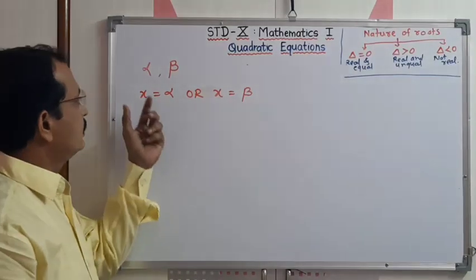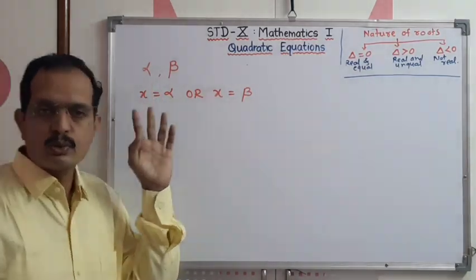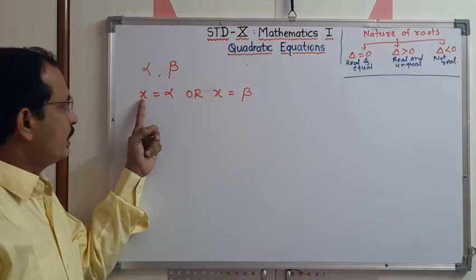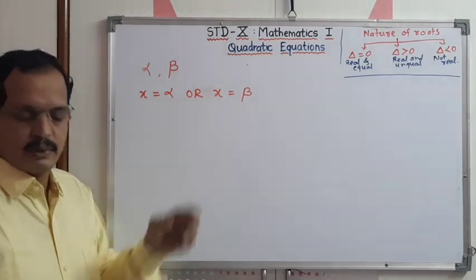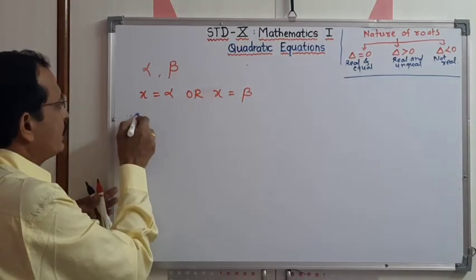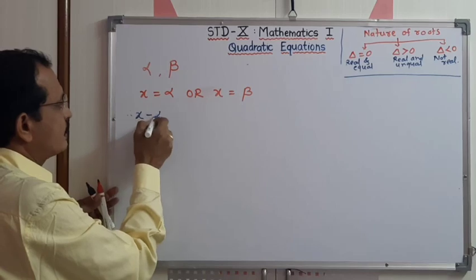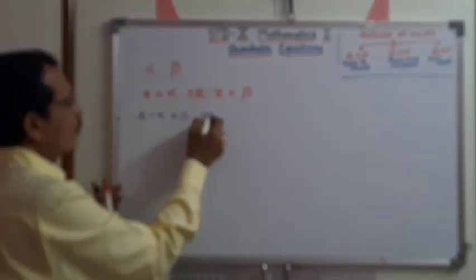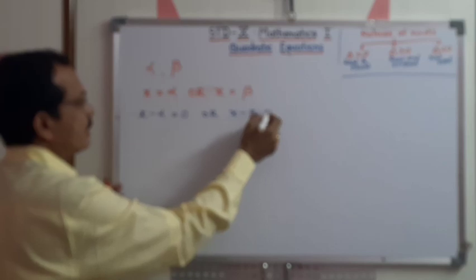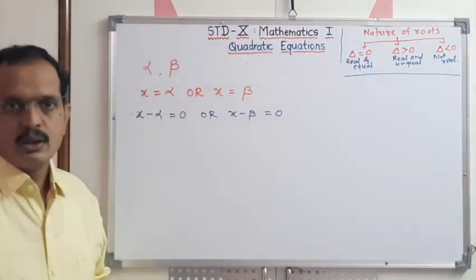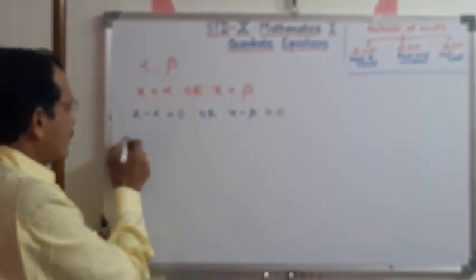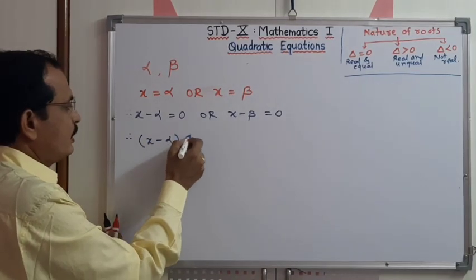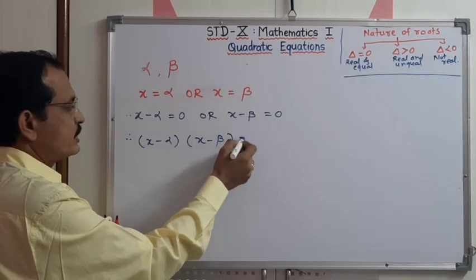All of you know that these alpha and beta are the two roots. Therefore we write here the value of variable x may be alpha or it may be beta. From that we can write x minus alpha is equal to 0, or x minus beta is equal to 0. Therefore we can write here x minus alpha into x minus beta is equal to 0.